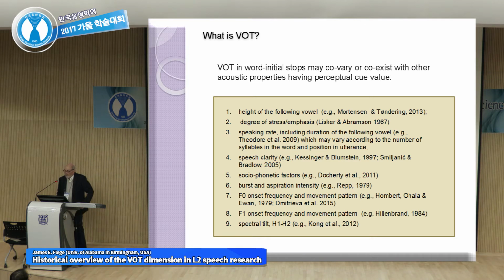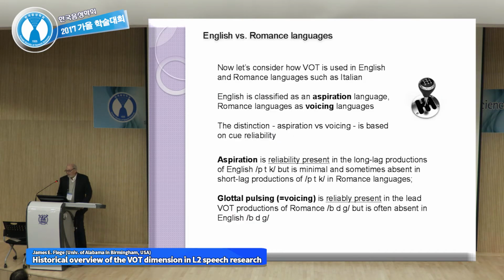VOT and word initial stops may co-occur, co-vary, or coexist with other acoustic properties having perceptual cue value. The list is pretty long and I have no time to go into it. Now let's consider how VOT is used in English and Romance languages such as French or Italian.